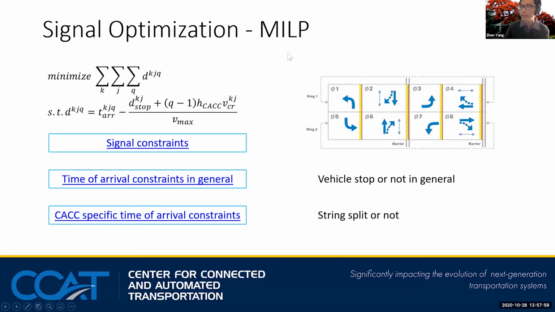So here is the mixed integer linear programming we propose for the signal optimization. The objective is to minimize the total delay of all vehicles approaching this intersection. So the first constraint is how do we calculate such delay? And we also have a group of signal constraints which represent this ring barrier diagram. We have the time of arrival constraints in general, which determine whether a vehicle will stop or not. And also we have the CACC specific time of arrival constraints, which determine whether a platoon will split or not.